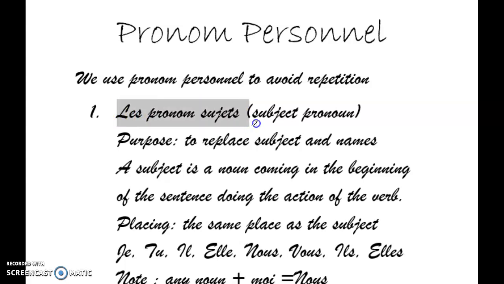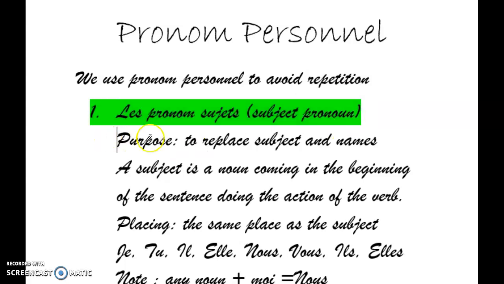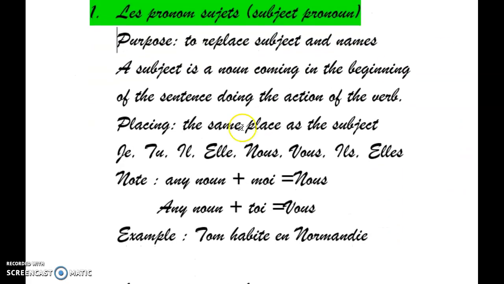So let's start with les pronoms sujets, or subject pronouns. The purpose of this is to replace subjects and names. In order to learn this, we need to know what a subject is. A subject is a noun coming at the beginning of the sentence doing the action of the verb. The placing is the same place as the subject. We will replace the name or subject with the following: je, tu, il, elle, nous, vous, ils, elles. To note, any noun plus moi will give you nous, and any noun plus toi will give you vous.